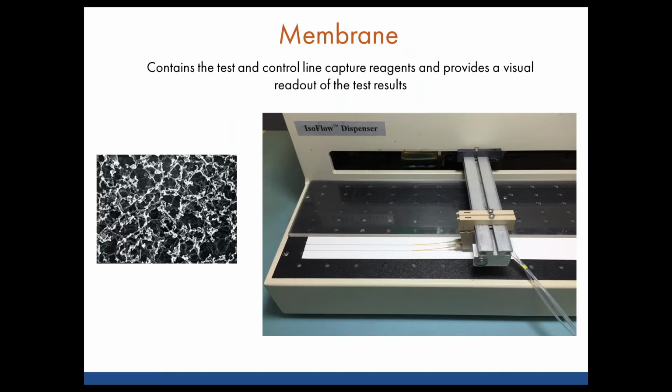The next topic that we're going to cover is the nitrocellulose membrane. The membrane is the part of the assay that has your test and control line reagents. It plays a huge role in the speed and performance of the assay, while also providing the visual readout to the end user. The image to the left shows an SEM image of the membrane, which is made of mesh-like nitrocellulose fibers. The image on the right is an example of one type of machine used to dispense the test and control lines onto the nitrocellulose. This particular one is an IsoFlow reagent dispenser, which uses contact dispensing to stripe the lines.